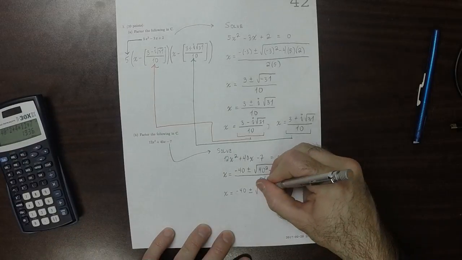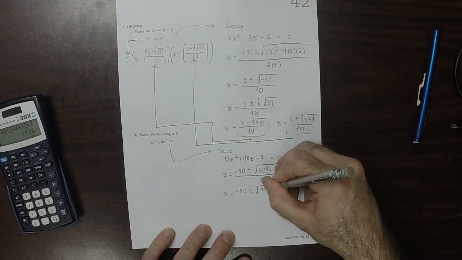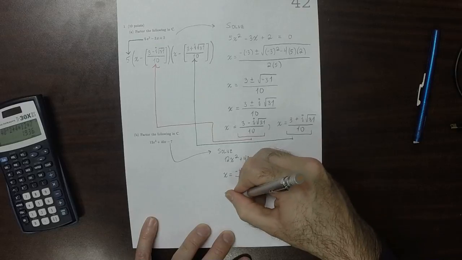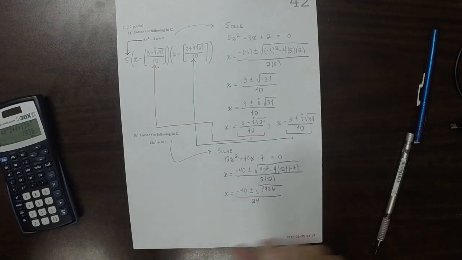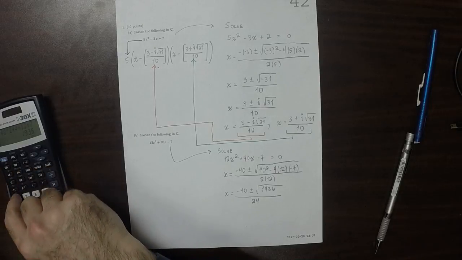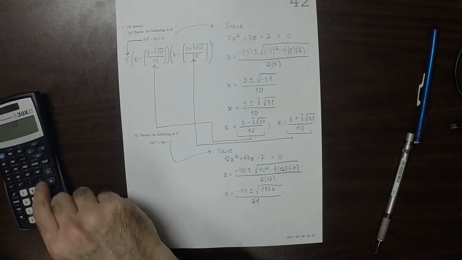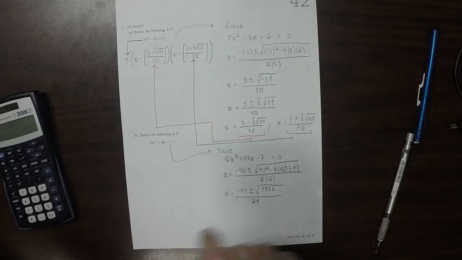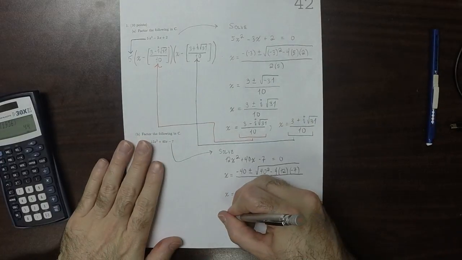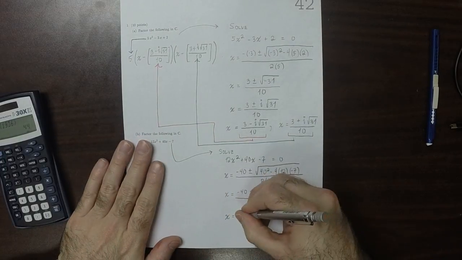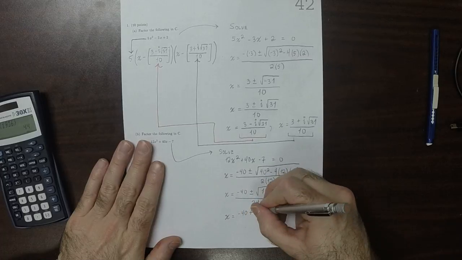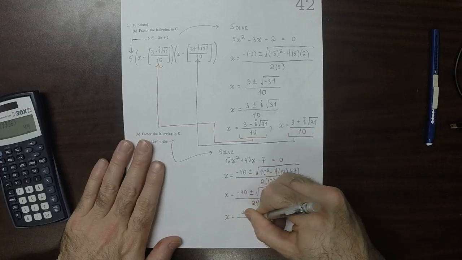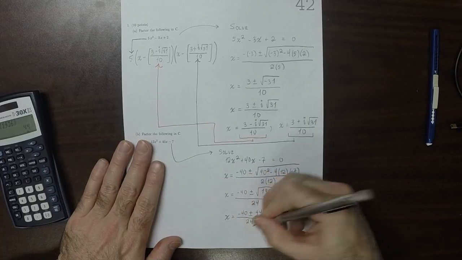1936. And then divide by 24. Well, square root of 1936, I bet that can be done. Yep, 44. So that'd be negative 40 plus or minus 44 over 24.